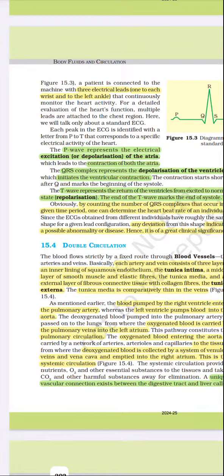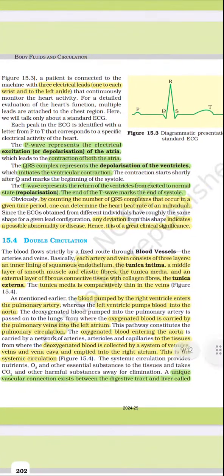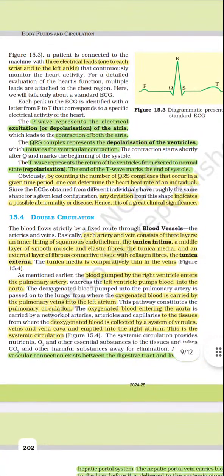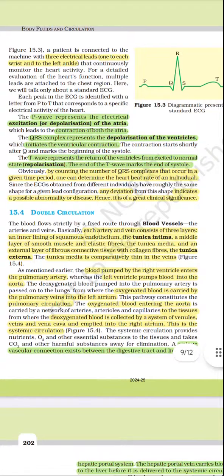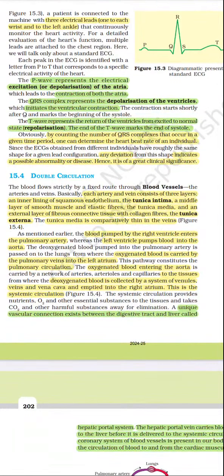The QRS complex represents the depolarization of the ventricles, which initiates the ventricular contraction. The T wave represents the return of the ventricles from the excited to the normal state, that is, repolarization. The end of the T wave marks the end of systole.